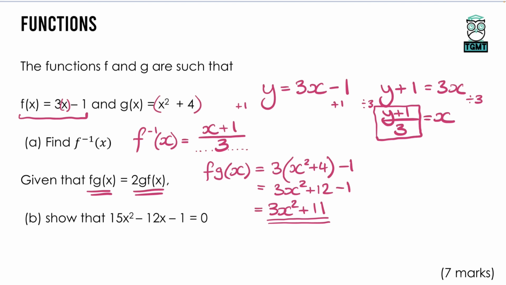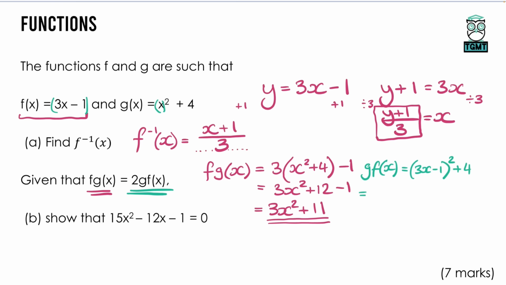Now for the next one, I need to do gf(x), and I need to multiply it by 2. So let's do that one to the side. So gf(x) I'll do first before I do 2gf(x). So this particular one, we are now putting f into g. That's a little bit more tricky because in g, the x is being squared. So we need to put this function in and it's going to be squared. So we have there 3x minus 1, the f function, and that's being squared. And then we are adding 4.